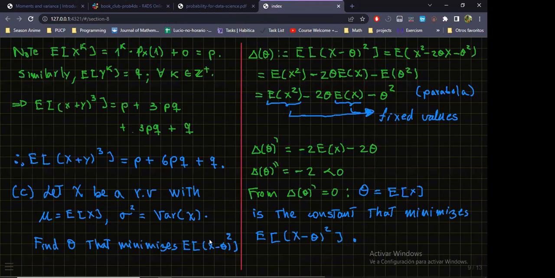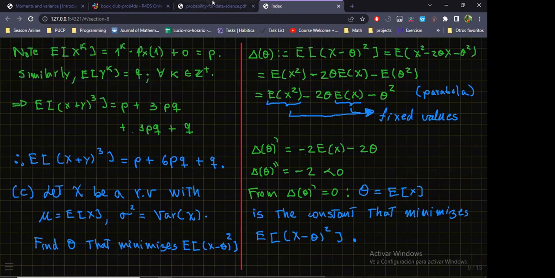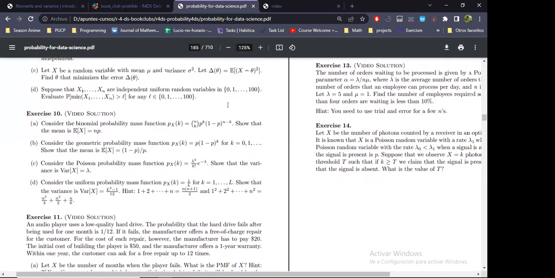So as we expand this exponent, we get the equation for a parabola. So we know that because the term for the square variable is negative, the parabola is upside down. So the minimum would be at the point where its derivative vanishes. So we simply do that. And such a constant that minimizes this error for this expectancy happens to be the expectancy of the random variable. So I don't know, maybe it's something interesting mathematically.